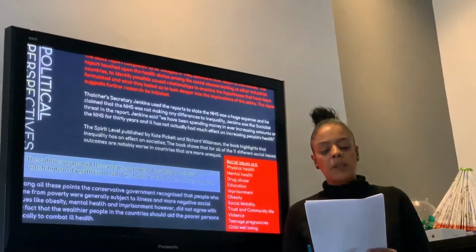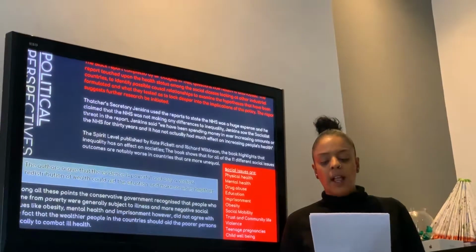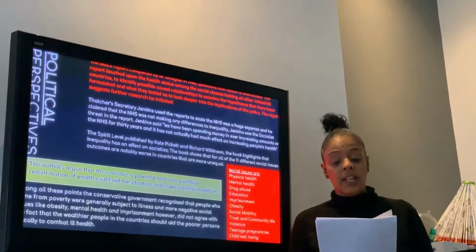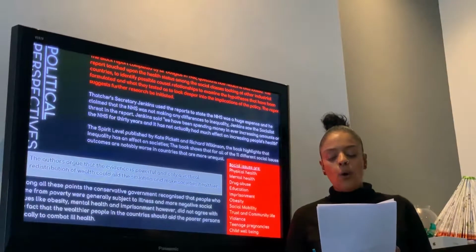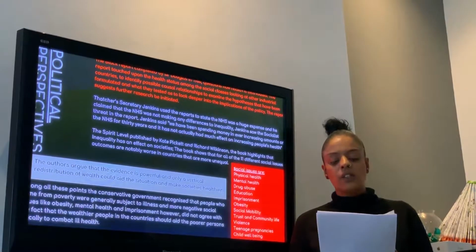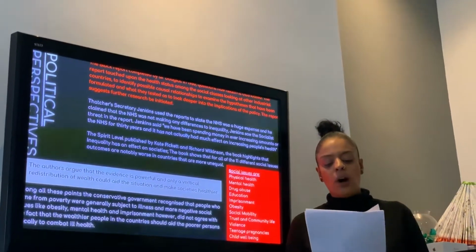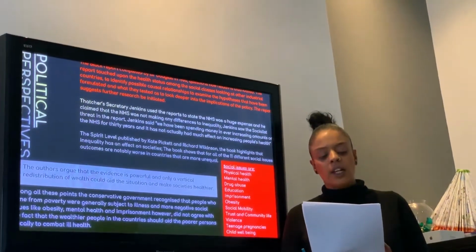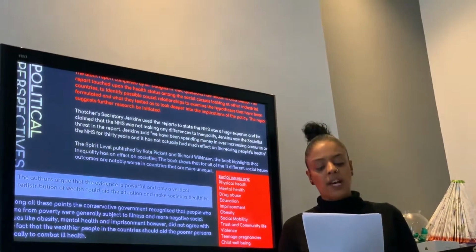The Spirit Level, published by Kate Pickett and Richard Wilkinson. The book highlights that inequality has an effect on societies. The book shows that for all of the 11 different social issues, outcomes are notably worse in countries that are more unequal. The authors argue that the evidence is powerful and only a vertical redistribution of wealth could aid the situation and make societies healthier.